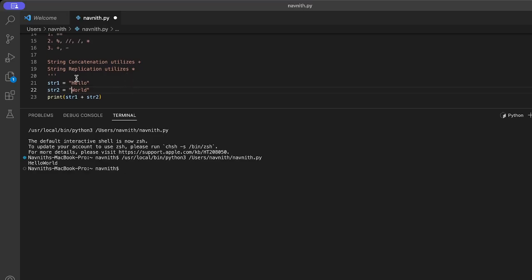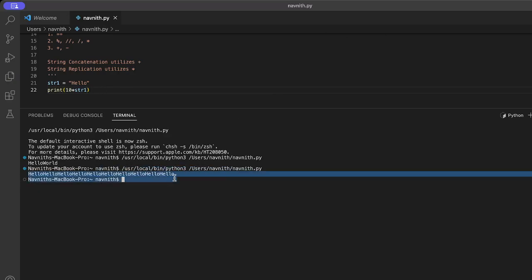Now what string replication does is that rather than having two strings multiplied by each other, we use an integer with a string. So let's say we want more of these hellos. Rather than just one hello, we want 10 hellos. Well, we can just multiply 10 by str1, and we would get 10 hellos. This is called string replication, and this uses the asterisk symbol, just like multiplication and exponents.